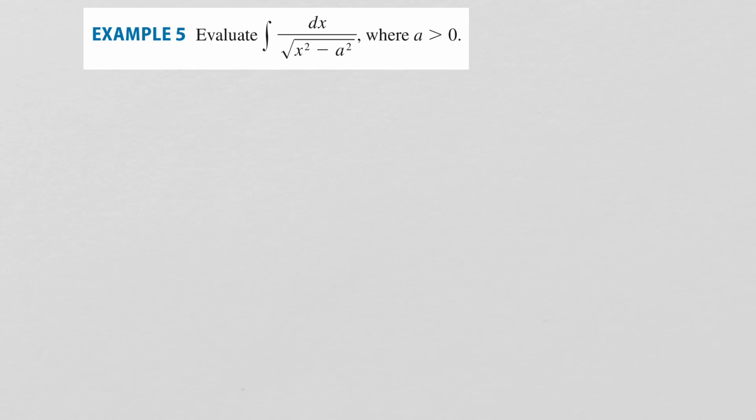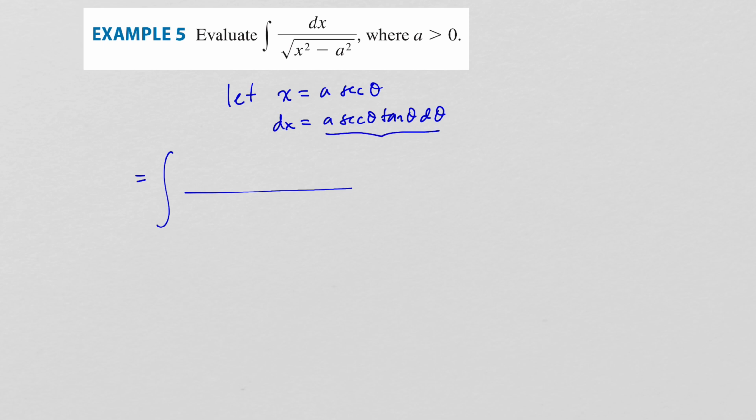All right, so in the next problem here, we have the integral of dx over the square root of x squared minus a squared. So this is the case where we're going to let x be equal to a times the secant of theta. And so dx will be a times secant theta, tangent theta, d theta. And our integral becomes the integral of all of this on top. And then in the denominator, we have the square root of x squared, which is going to be a secant theta quantity squared minus a squared.